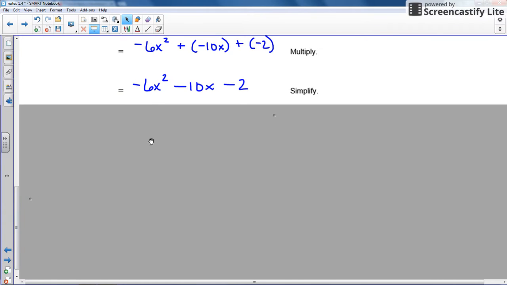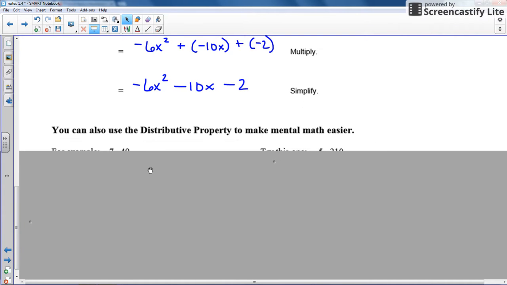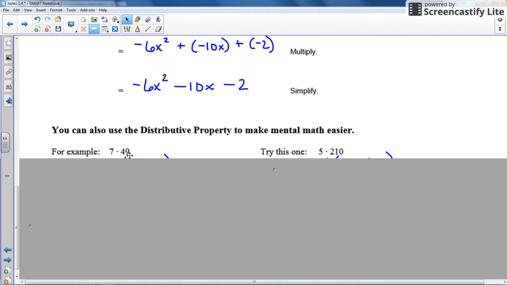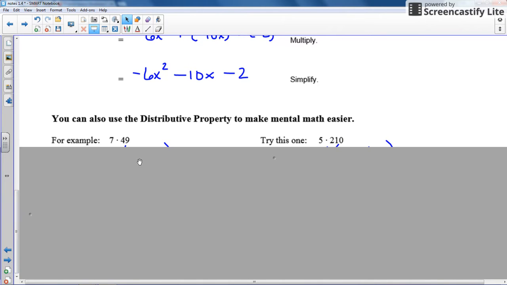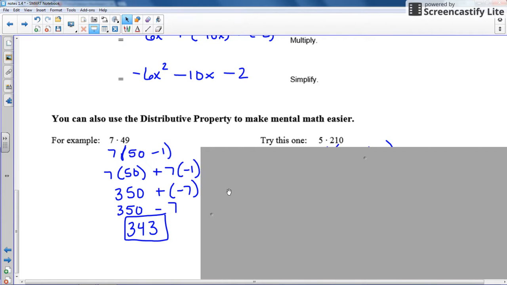Okay. Now, let's look at some more mental math type examples. If we have 7 times 49, honestly, that would be annoying to me to have to do mentally just as is. But I could replace 49 with another expression, such as 50 minus 1. So look what happens when I replace it with 50 minus 1. 7 times 50 is 350. 7 times negative 1 is negative 7. So 350 minus 7 is 343. I can do that pretty easily on paper or mentally by using the distributive property.